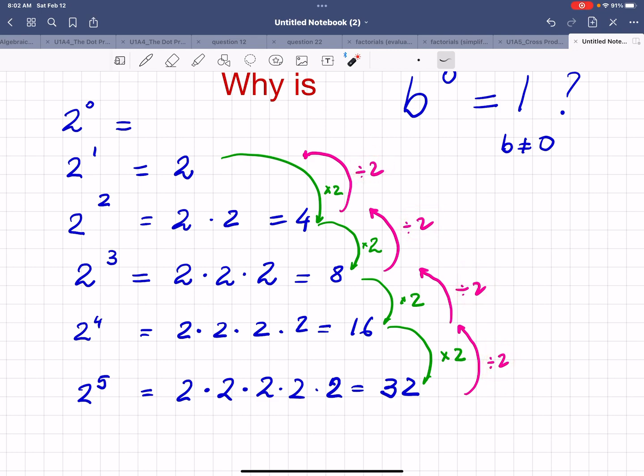Now, if we want to figure out what we get when we have 2 to the power of 0, which is exactly 1 power less than 1, it means that we must divide by 2. And if you divide this answer by 2, the answer is 1. This is how you would prove 2 to the power 0 equals 1 by observing patterns.